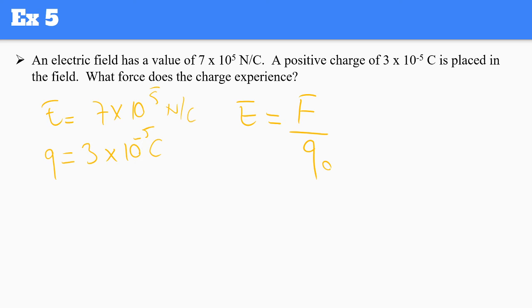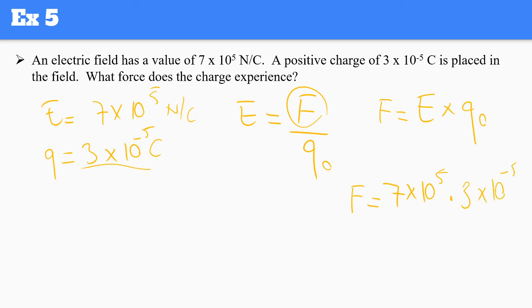Q0 is basically the test charge, which is the smallest, but sometimes they use different charges as a test charge, so that's also the same thing, you don't need to worry about it. So we just try to solve it for force. In this equation, force is electric field times test charge. So my force is 7 times 10 to the power of 5 times 3 times 10 to the power of negative 5. Then 10 to the power of 5 and negative 5 cancel each other out. So the net force on that charge is going to be 3 times 7, which is 21 newtons.